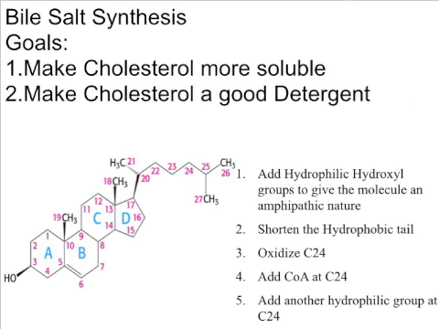So, what we want to do is make cholesterol more soluble so that it's a good detergent, because we want to emulsify lipids. Cholesterol is normally very hydrophobic except for that one hydroxyl. So, since hydroxyls are a really good idea, we're going to add more hydroxyls to cholesterol. We're also going to shorten that hydrophobic tail. And then we're going to oxidize carbon number 24 so that we can add coenzyme A. We're going to do this because we're getting ready for synthesis.